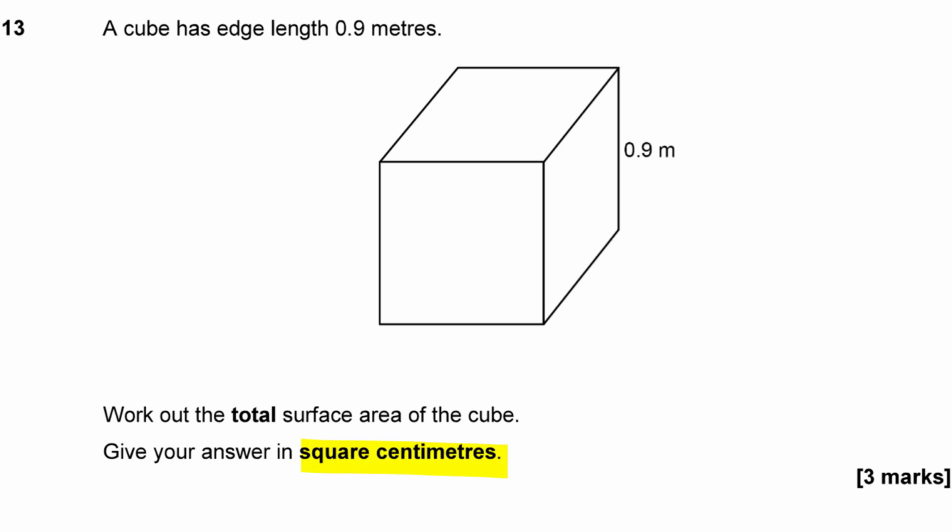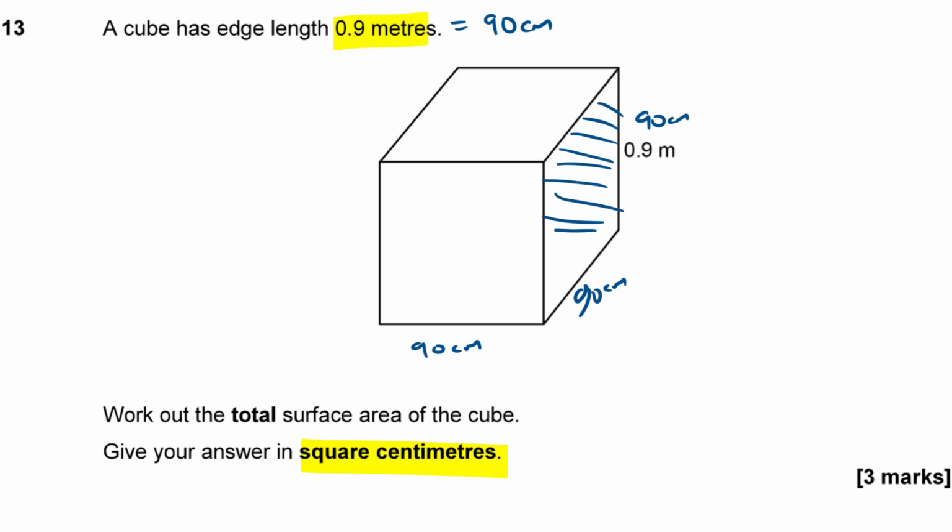So square centimeters, this measurement is in meters we've been given up here, so we need to convert that into centimeters first, if we're going to work this out in centimeters. So let's convert that to 90 centimeters. So this is 90 centimeters by 90 centimeters by 90 centimeters. Okay, now a cube is made up of 6 equal faces, and each face is a square, and 90 times 90 is the area of each square.